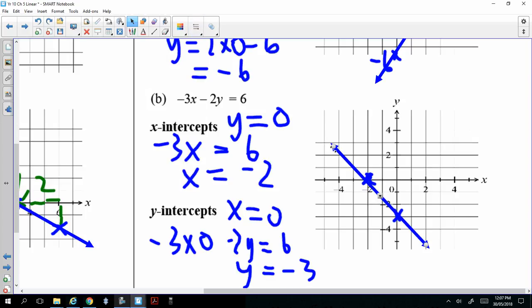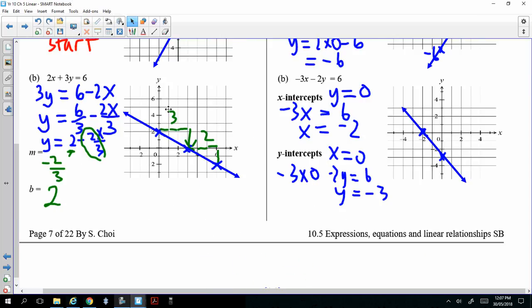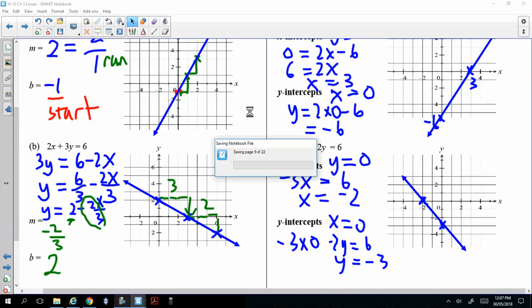Right, good. So as you can see, this method is much faster than the gradient intercept form, because you just have to find the x and y intercept. You don't have to make y the subject. You can just do it like that. Okay, good. So we drew these graphs. I think we've got one more page to go through. We've got some special graphs as well. Okay, we're going to go through.